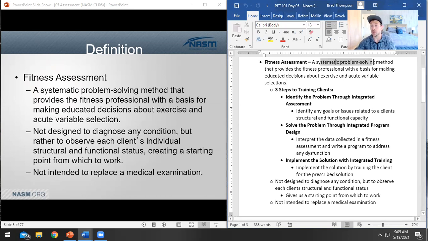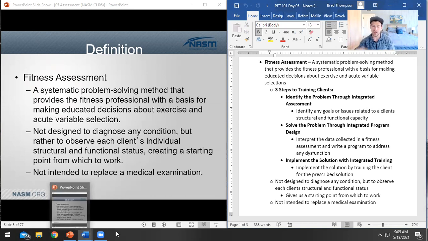So it's a problem solving method, right? And it allows us to make educated decisions about exercises, but also acute variable selection. So it's going to help us choose which version of an exercise to choose, right? Should I have done a hollow rock or should I have done a Superman? Well, it depends on your client.